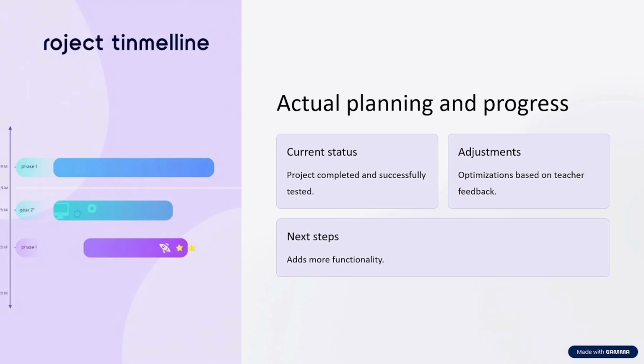Actual planning and progress. Our current status is project completed and successfully tested. Adjustment and optimization based on the teacher feedback. Next step, add more functionality to our application.